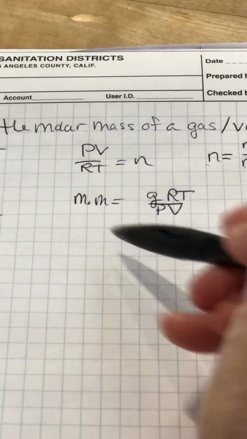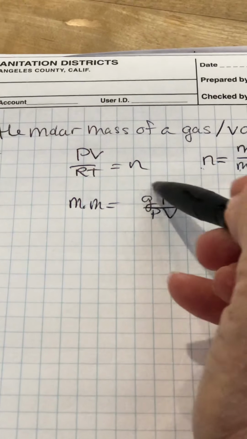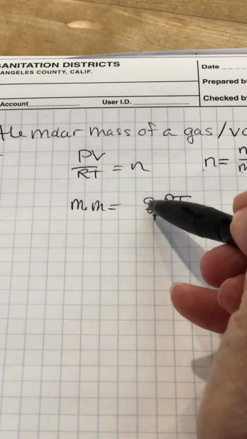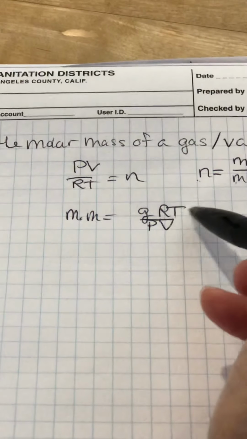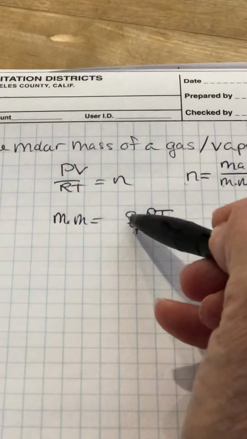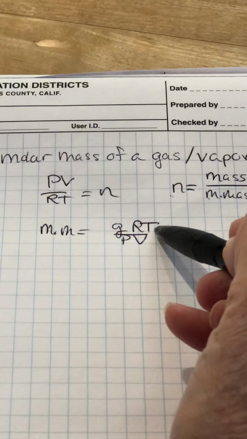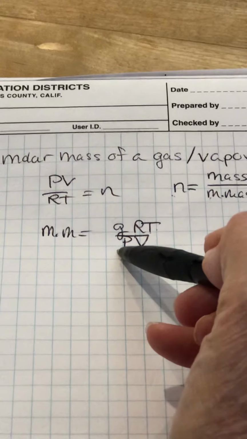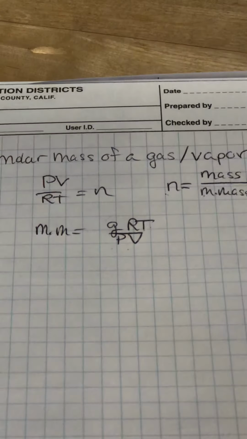So if we were doing that experiment I was talking about, grams would be the mass of the condensate after you'd finished heating it in the Erlenmeyer flask. R is R. T is the temperature at which you had the gas, which is 100 degrees Celsius, the boiling point of water, or 373 Kelvin. Pressure is 1 atmosphere because we're at sea level, and V is the volume of the flask.